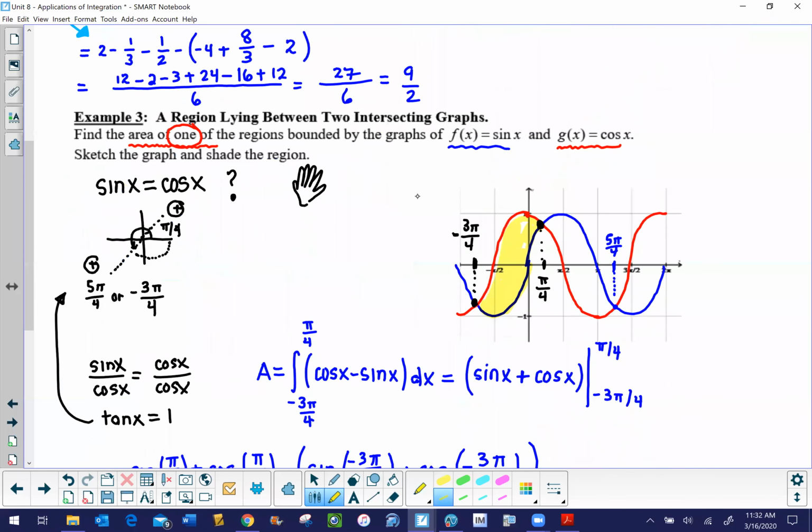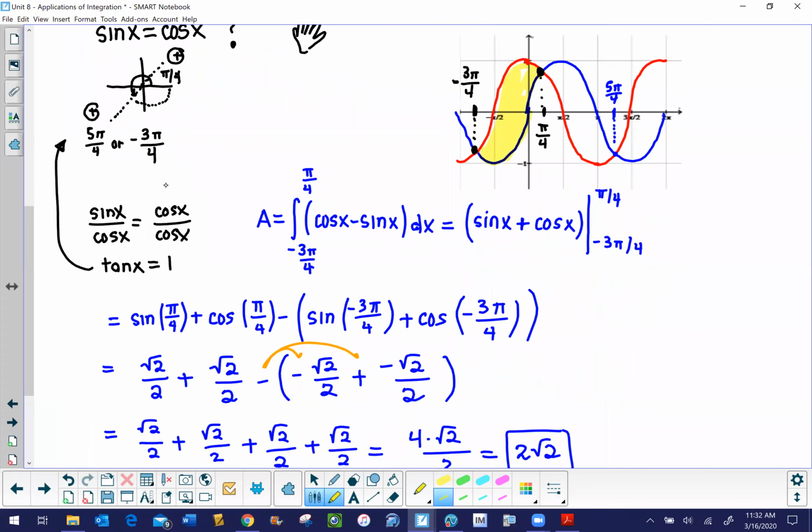Hey, Mr. Record, sure. Should we point out on example 3 how if they would have gone from pi over 4 to 5 pi over 4, they would still be okay? Yeah, it's a great idea.